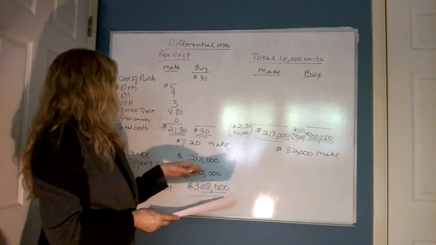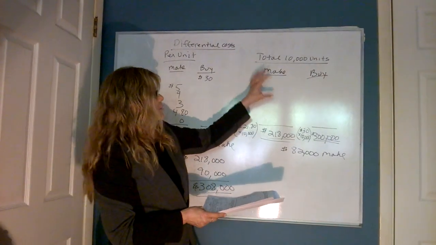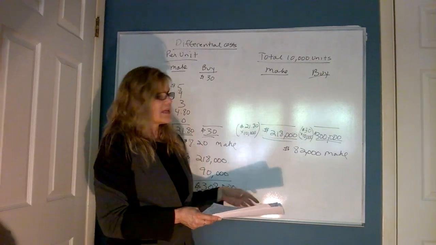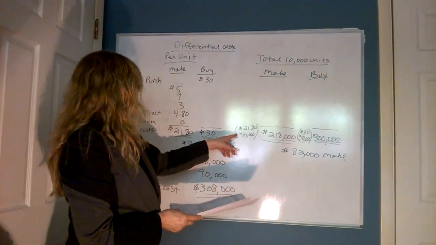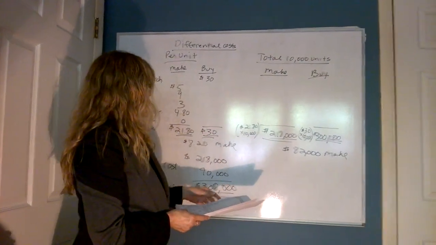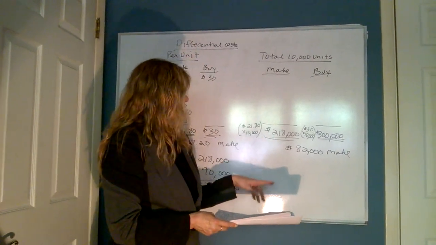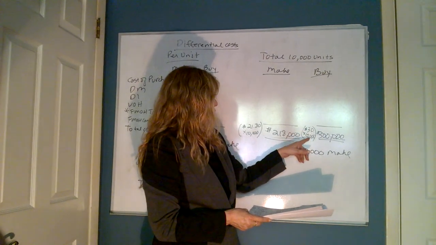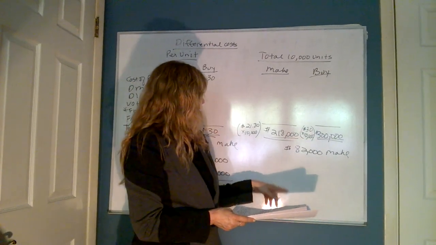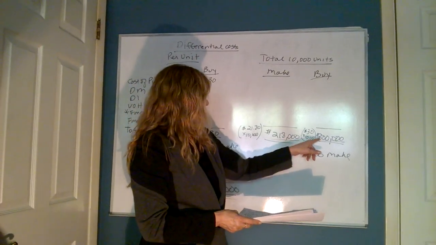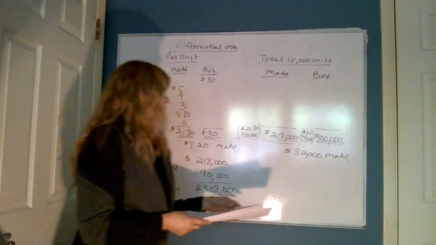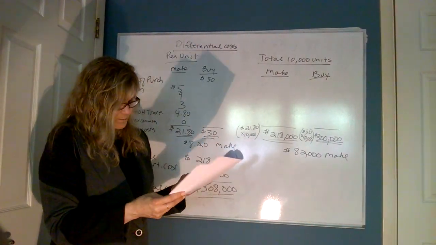The total, and in the book I know they total it as they go along. I just do it at the end. I think it's faster. So you would just multiply cost to make, 21.80 times 10,000 units, which is 218,000. Cost to buy, 30 per unit times 10,000, which is 300,000. So if you look at the difference between the two, 82,000 better off if we make it.